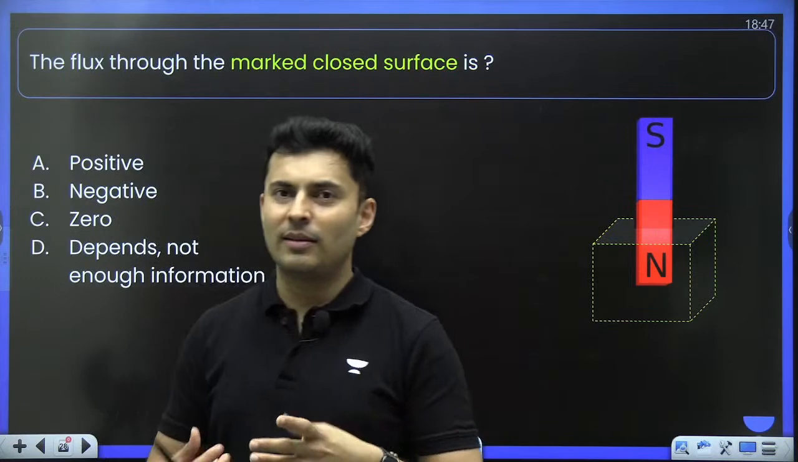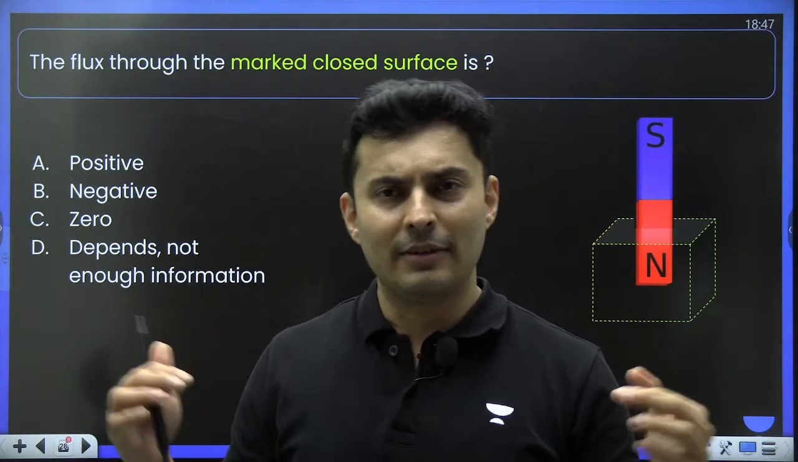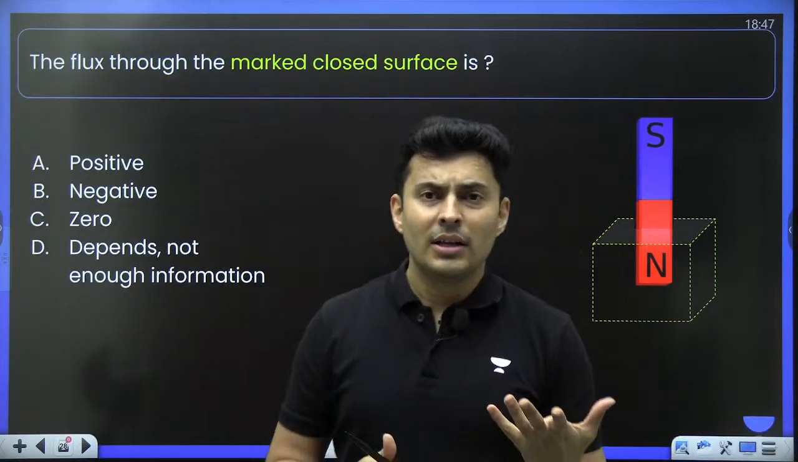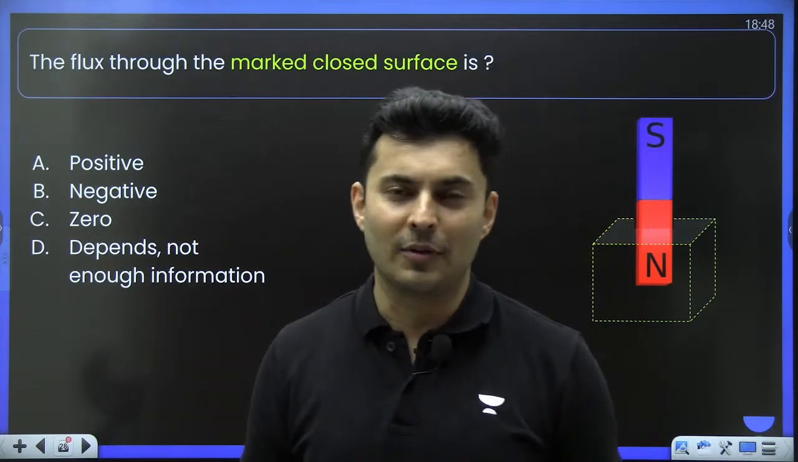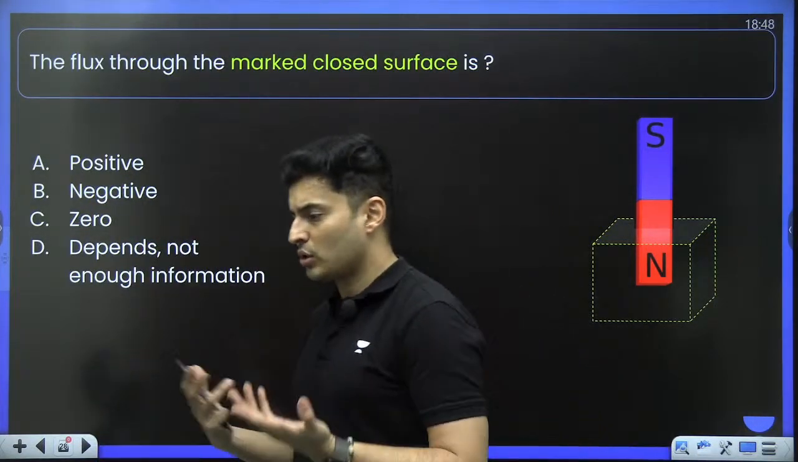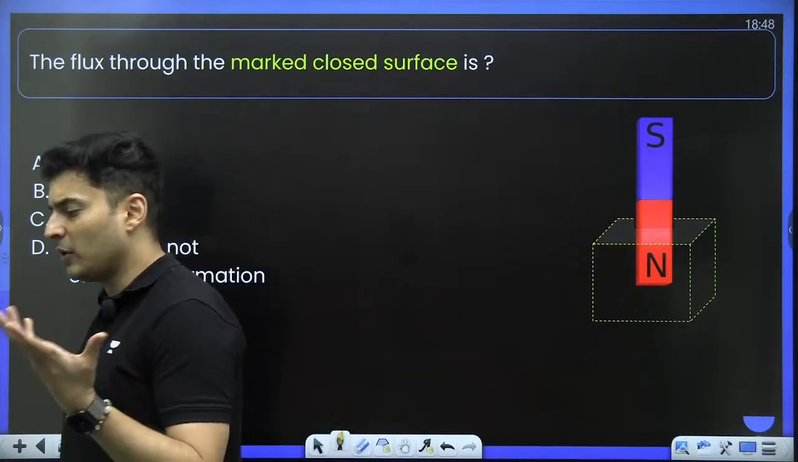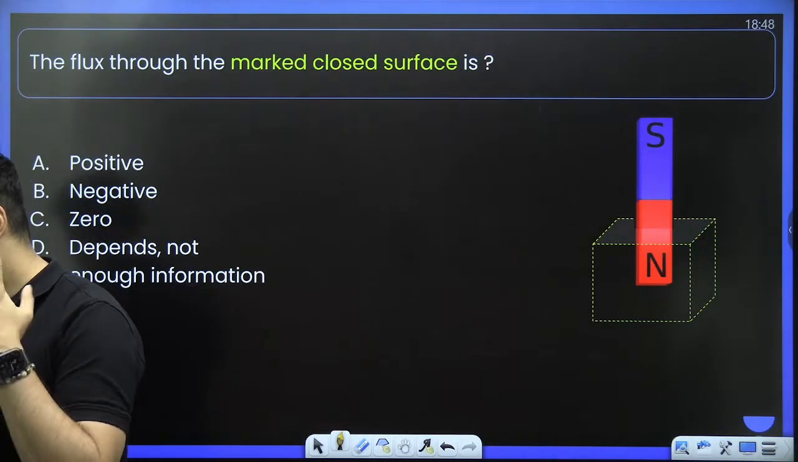Remember, flux is positive if the field lines come out of it. Flux is negative if the field lines go into it. It is zero if nothing comes in or goes out, or equal number goes in and goes out. And it could be that it depends on the size, where you have drawn the cube and all of that.